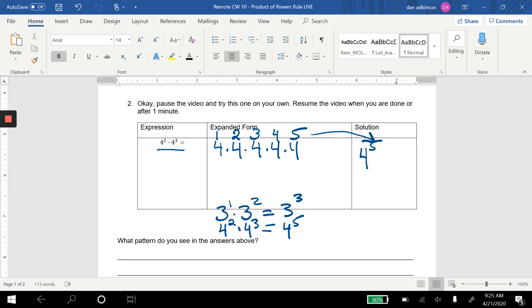Okay, the pattern I see here is that 1 plus 2 equals 3. And the exponents here, 2 plus 3 equals 5. So what's happening here is that the exponent of the product is just the sum of the first two exponents.